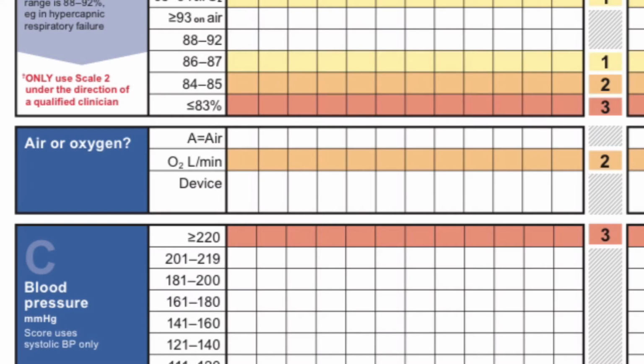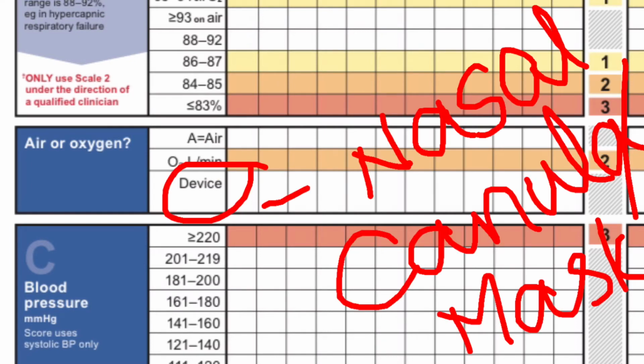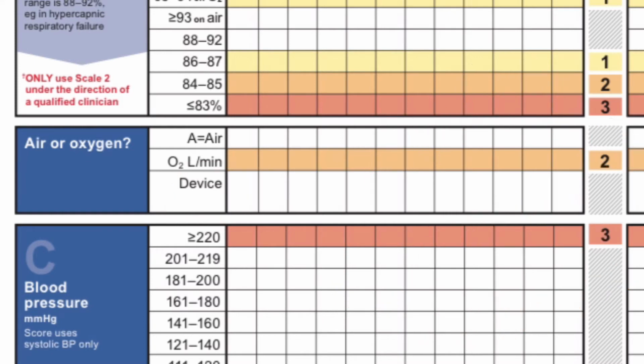Okay, then you can also put the device under that. If the patient is on a nasal cannula, put NC for nasal cannula, or just write nasal cannula. Okay, I hope you understand. That is the next column, air or oxygen, and you have to document it.